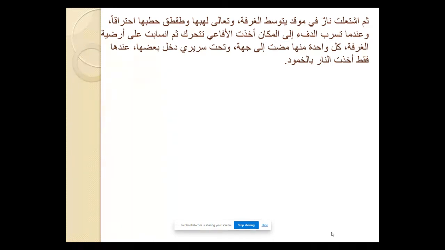We have a precise depiction of the scene. We have some audio effects, which is طقطقة الحطب. We have some visual things, which is تعالى لهبها. So you have some visual images. We have some images, or we have some metaphors. تسرب الدفء, right? انسابت, right?